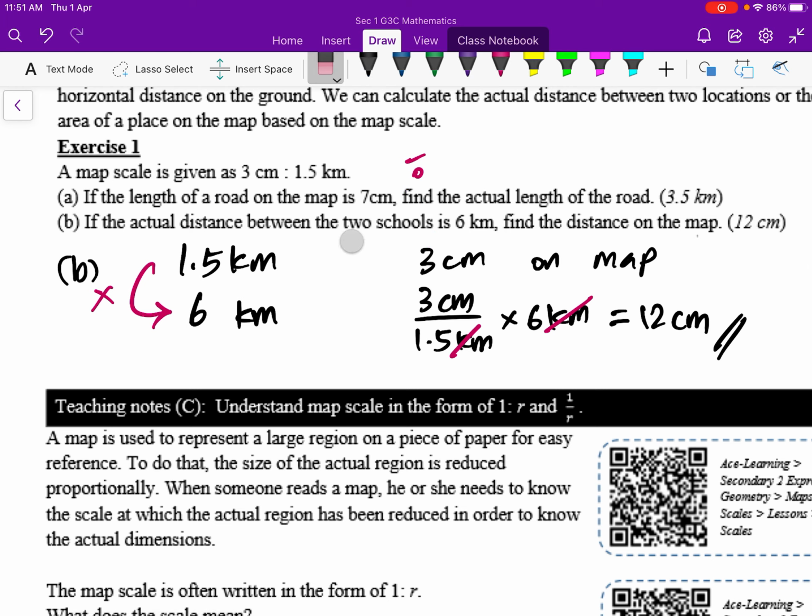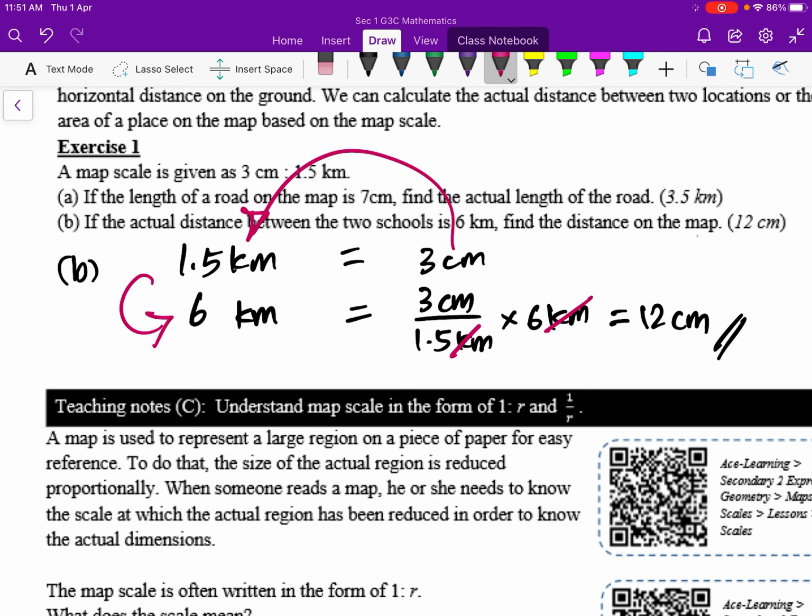Okay, so I'll show you the worst kind of mistake that you can make. 1.5 km equal 3 cm. Okay, cannot write this. I know that if you are doing this, then you do the divide and the times, you get the same answer. But this is absolutely wrong. You cannot tell me 1.5 km equals to 3 cm. Okay, so the word to use is represent.